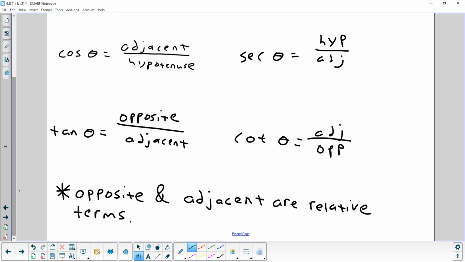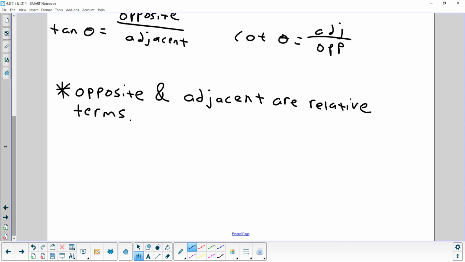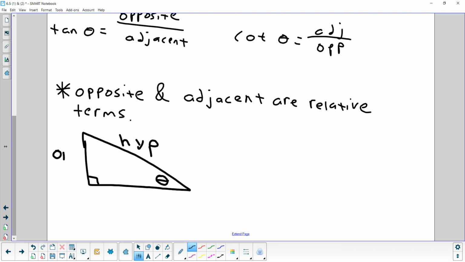Well, opposite and adjacent, it's the same idea. They'll always tell you in the triangle which way you are facing, and then that determines what side is opposite and what side is adjacent. The way they tell you which way to face is they'll mark an angle. They'll say, like for your reference point in this angle, pretend you're standing at theta. Well, hypotenuse is always across from the 90. And opposite is always the side that is farthest away from your angle.